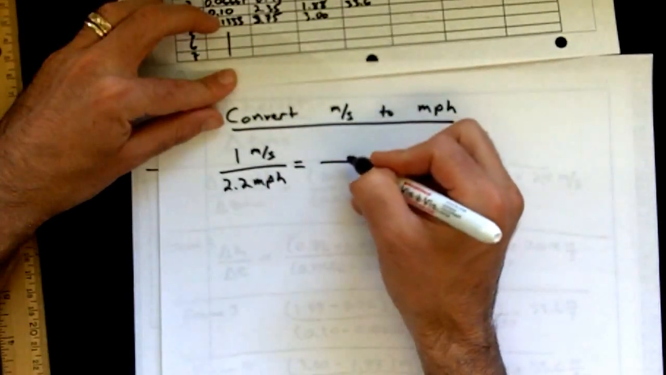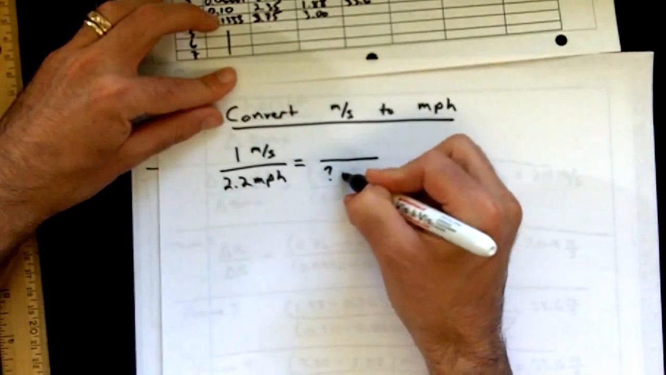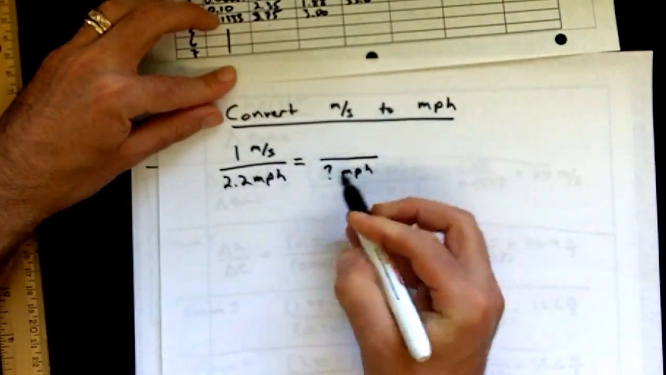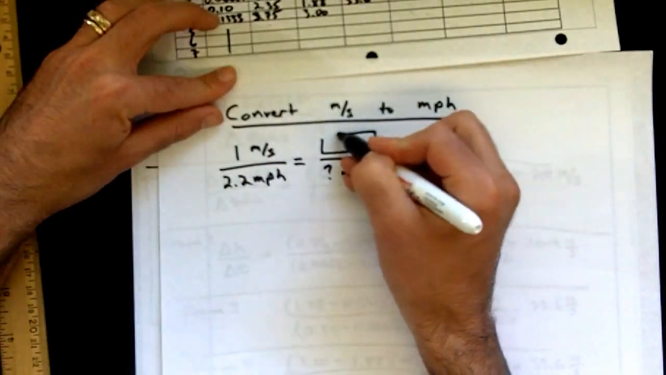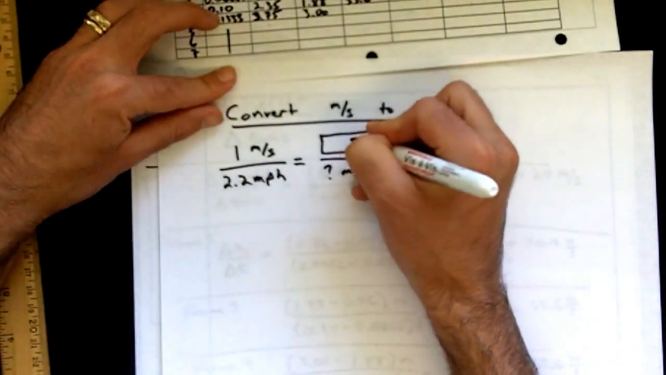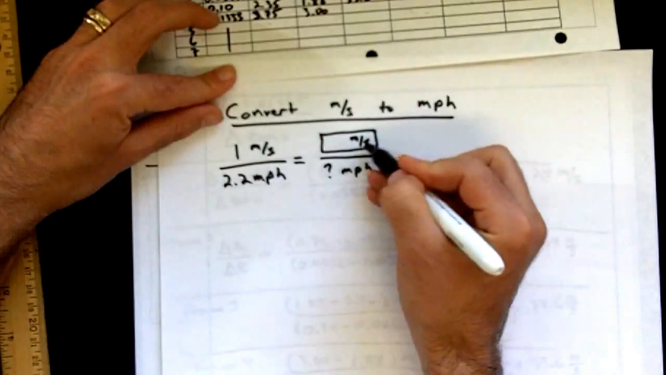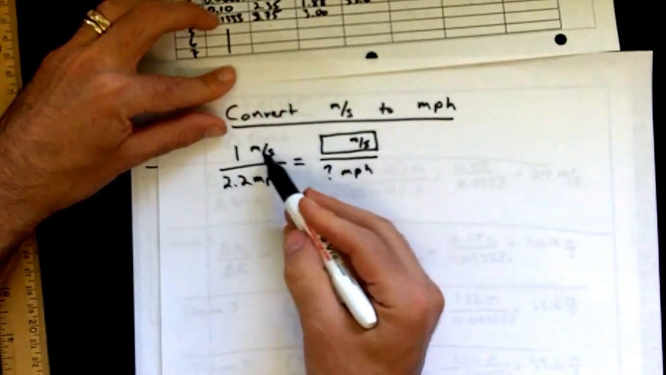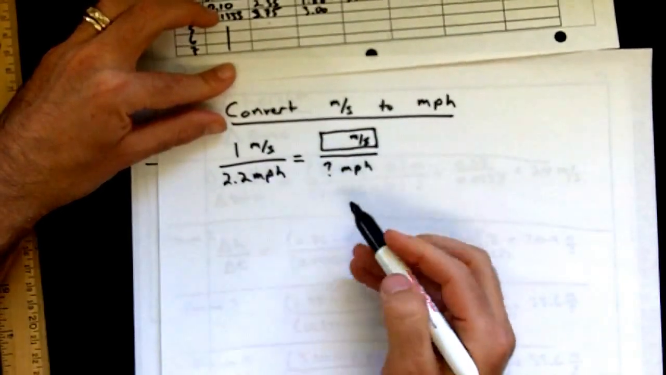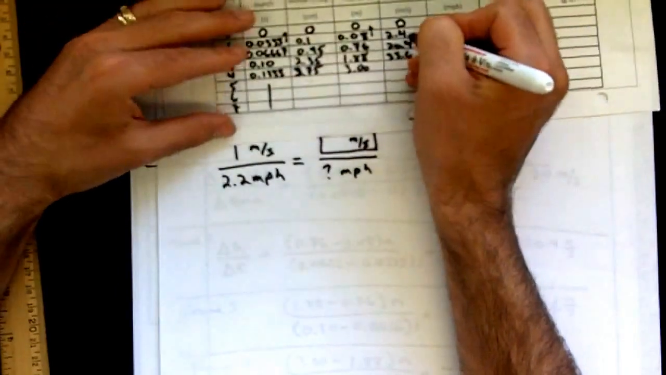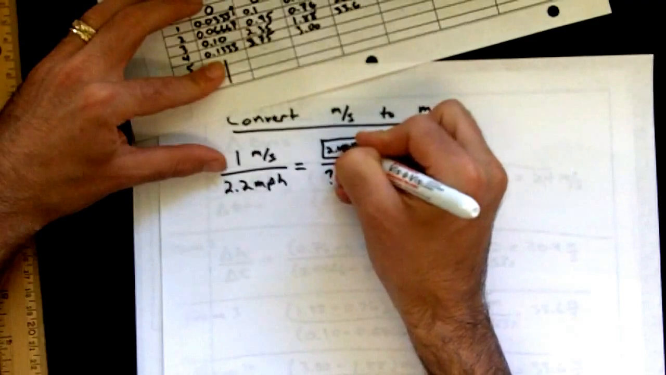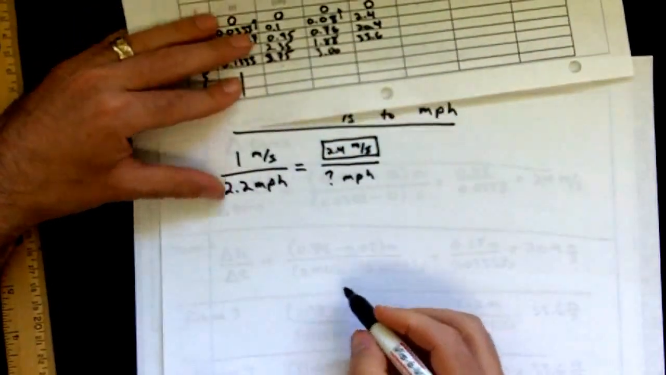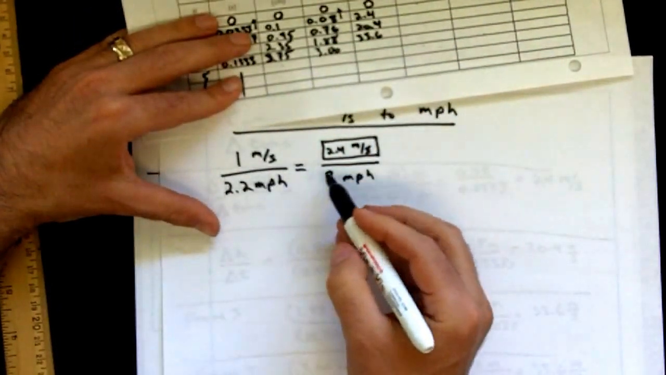So now, if we want to know how many miles per hour our rocket is going, we can plug in a little box here and put a proportion problem. Has the same thing on the top and the same thing on the bottom. And here in our box, let's say we want to figure out how fast 2.4 meters per second is.